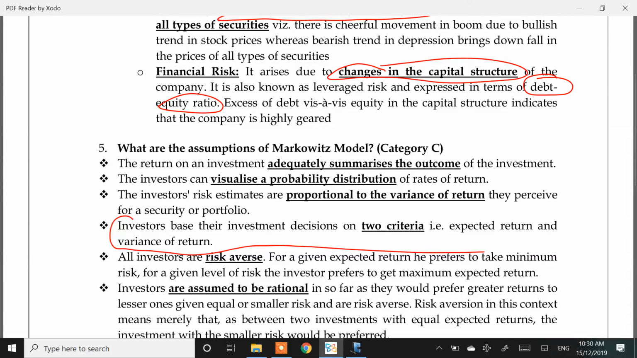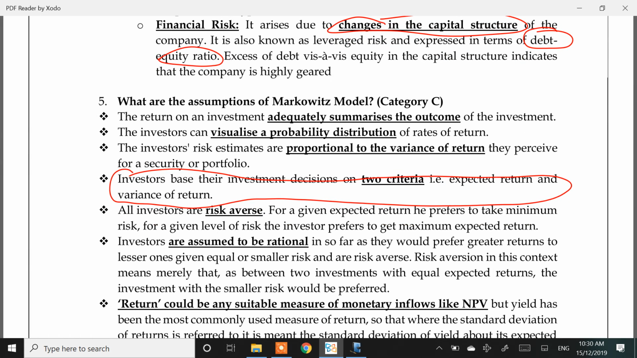Major thing is return can be calculated, risk can be calculated, and people will make their decision based on this. And investors are generally risk averse. So they will try to take a minimum level of risk for a return, and if they want to earn better returns, then they should be ready to take extra risk. Or if they are taking some extra risk, they would want a higher return. And investors are assumed to be rational. Rational basically indicates that they would prefer greater returns to lesser ones, given equal or smaller risk. So if one security can give 14% return, another security can give 12% return, and both have the same risk, obviously the investor would prefer a 14% return. So this is as far as the Markowitz model is concerned.